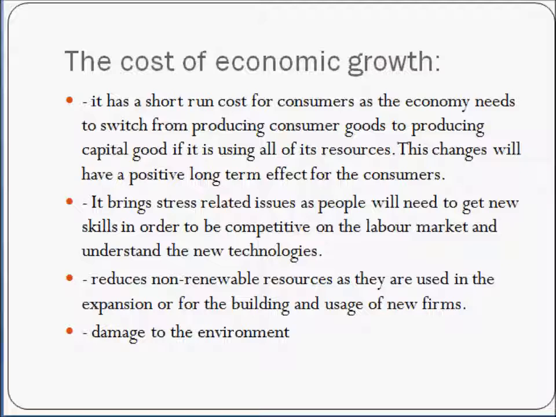It brings stress-related issues, as people will need to get new skills in order to be competitive on the labor market and understand the new technologies. It reduces non-renewable resources, as they are used in the expansion or for the building and usage of new firms. Damage to the environment.